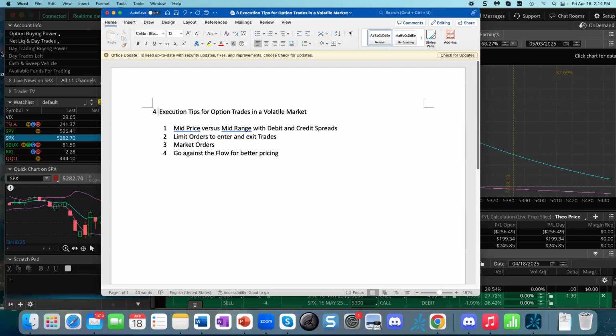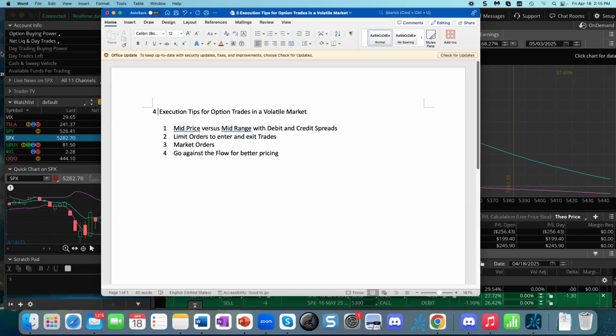I'd rather go against the flow for better pricing, instead of trying to get it when it's going down on a short delta trade like a call credit spread. When it's up in the range, I want to do it when it's coming up. I think you could save 20 cents, 25 cents that way, because you get it when we're going up, have a limit order or sell it, because once it turns, it's more difficult, right?